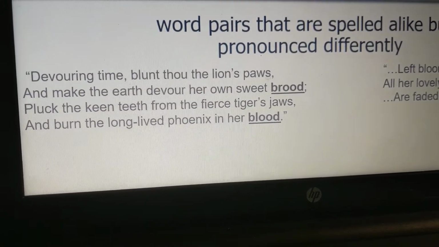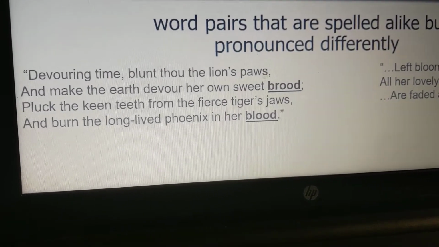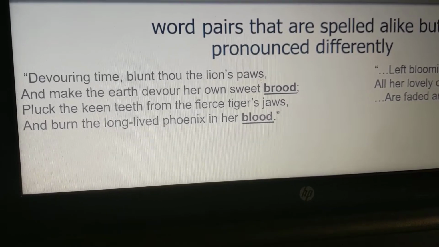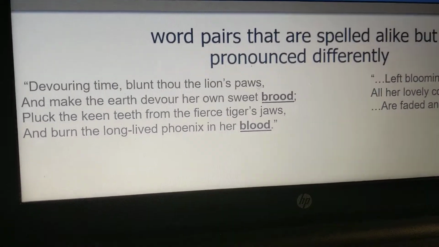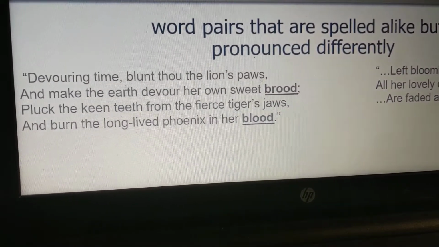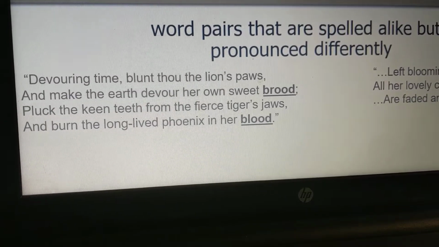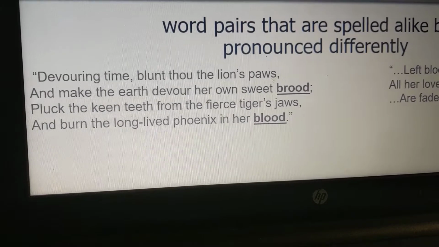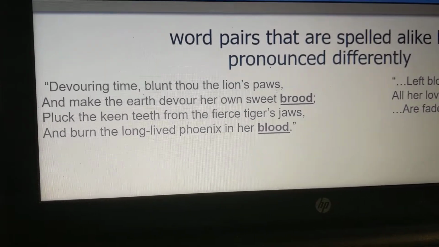Devouring time, blunt thou the lion's paws, and make the earth devour her own sweet brood. Okay, see how that's pronounced, brood. Pluck the keen teeth from the fierce tiger's jaws, and burn the long-lived phoenix in her blood. A little lovely, uplifting poetry selection for your Monday morning there.